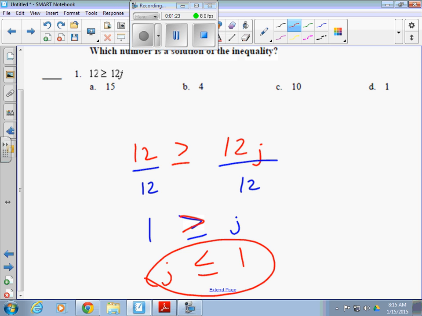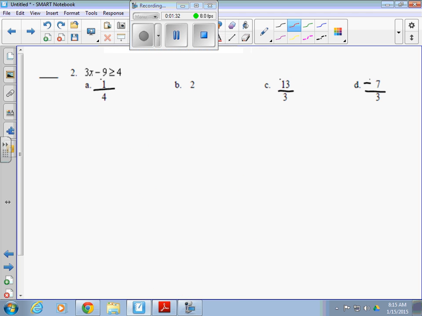The only number that satisfies that criteria is the last one, 1. Less than or equal to. All the rest of them are larger than or greater than. So 1 in that case will be it.